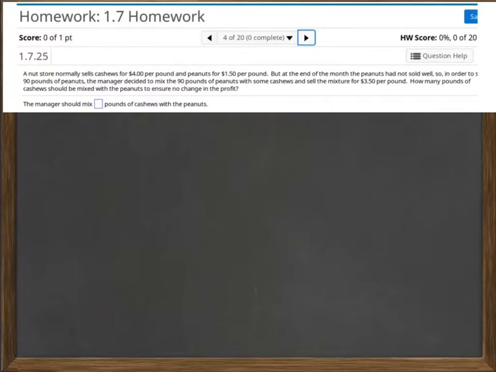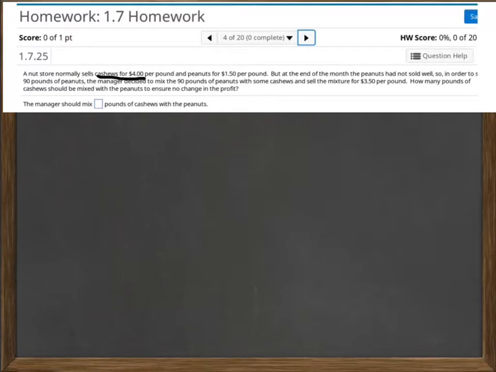The hope being that the mixture having the cashews in it, and being a little bit cheaper than the normal cashew price by itself, will hopefully get rid of those peanuts. So our question here is, how many pounds of cashews should be mixed with the peanuts to ensure that the profit doesn't change from selling the two separately?